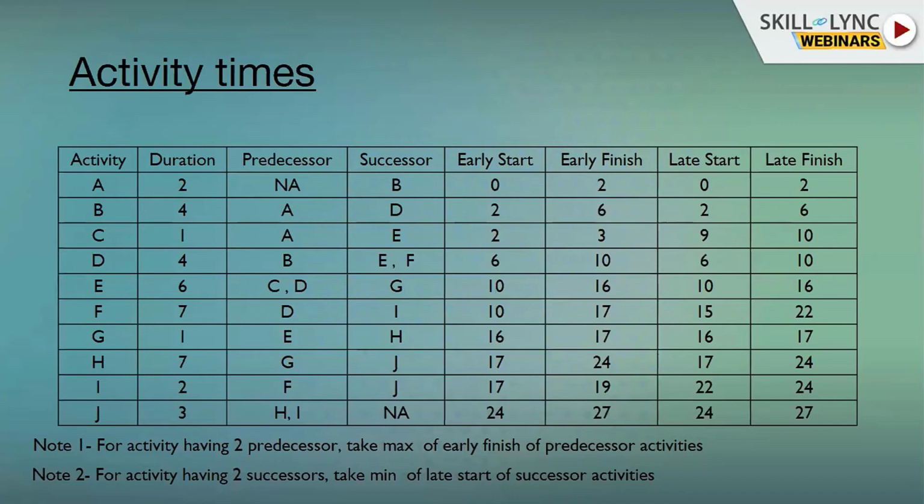We'll be subtracting the duration of activity J. That will bring it out to 24. Similarly, moving up, for an activity having two successors, we need to take late start as the minimum of the successor activities. For activity D, it has two successors, that is E and F. So late start for E is 10 and for F is 15. We have to take the minimum of these two, that means 10.